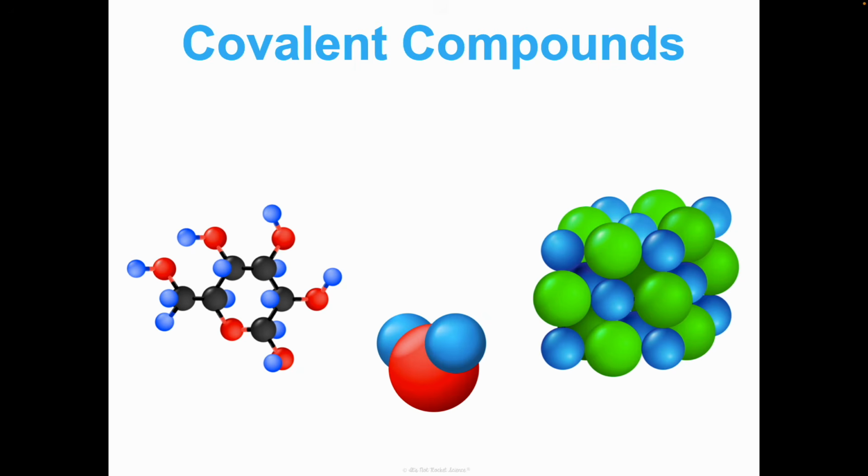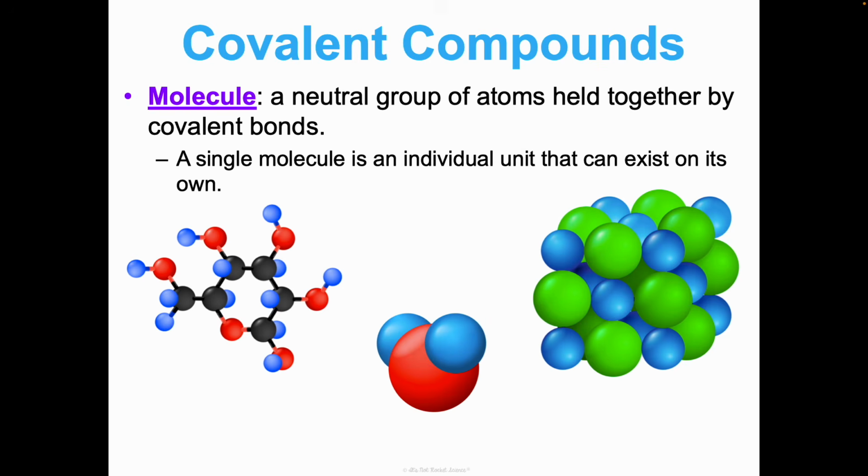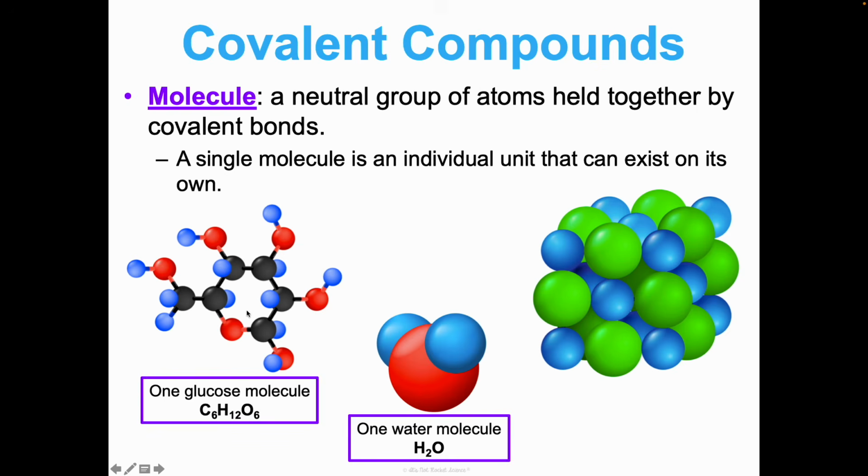and that's that covalent bonds result in molecules. So a molecule is a neutral group of atoms held together by covalent bonds. A single molecule is an individual unit. It can exist on its own. So for example, this is a picture of one glucose molecule, which is C6H12O6. This is what plants make in the process of photosynthesis from carbon dioxide and water and sunshine, okay? This is one water molecule. It's H2O. It exists as one entity, one individual unit of water.